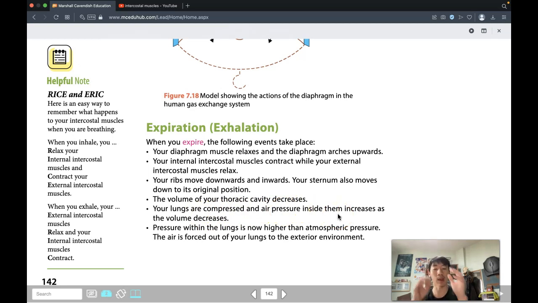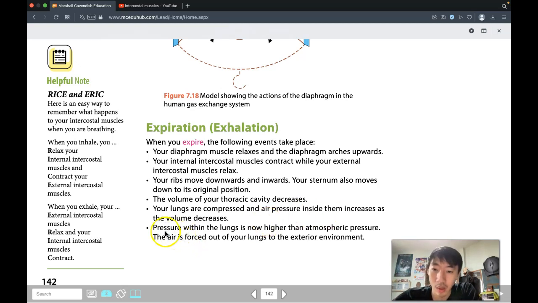Okay, so these two things, air pressure and volume, are always opposite of each other. They are inversely proportional. When you got more volume, you have lesser pressure, but when you got lesser volume with the same amount of matter, then the air pressure will increase.